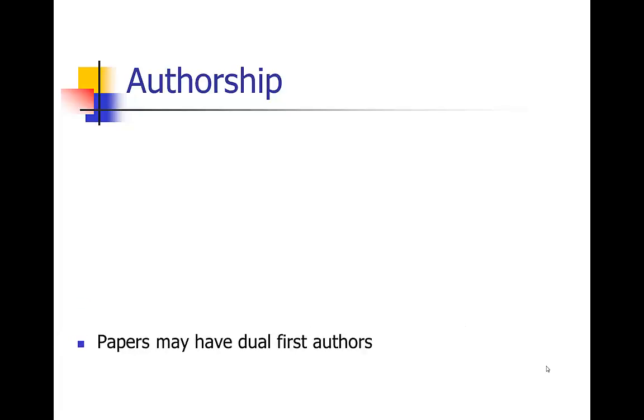Occasionally, you might have two graduate students who both did equal work on a paper and you really want to give them both equal credit. You can consider doing dual first authors. That's done sometimes to help in those situations.